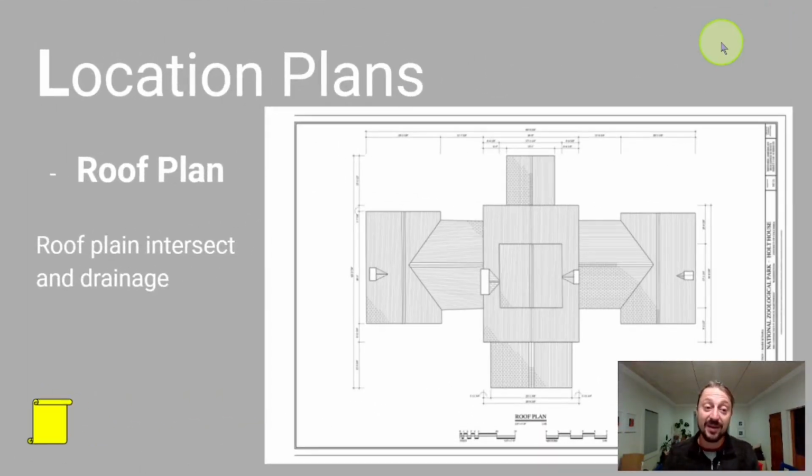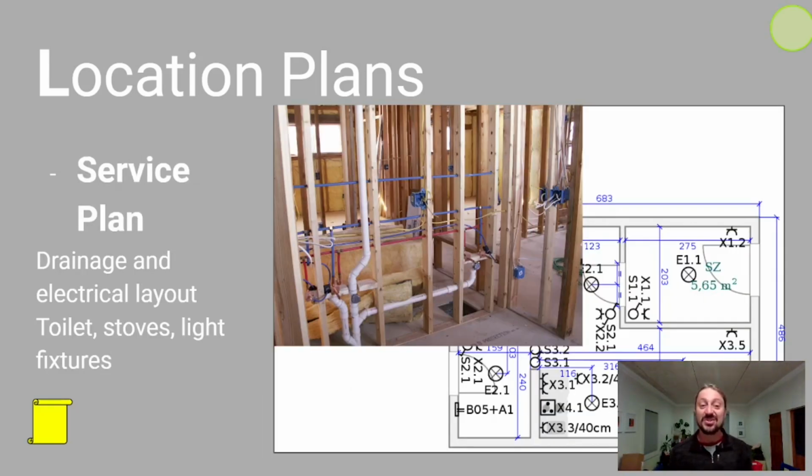In our roof plan, it shows the layout of the roof, how it will look. For contractors, it's very important to know where different planes intersect. Service plans. These are drainage and electrical layouts. This includes, for instance, where the client wants a toilet, a stove, light fixtures, and it is communicated accurately to our subcontractors where to install it.